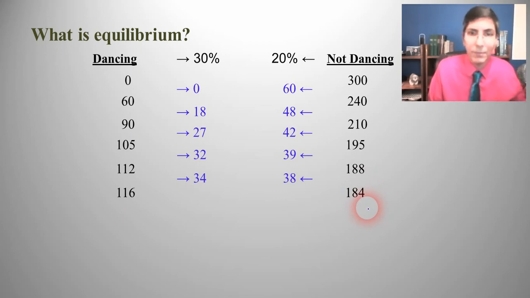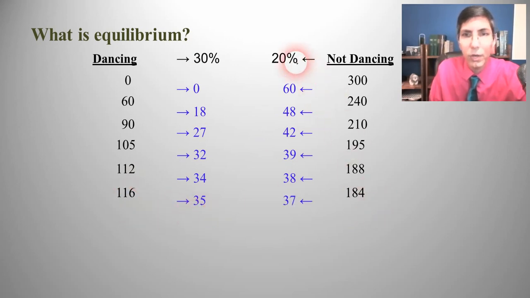And it happens again. So for the next song, 30% of 116 will sit down, that's 35, and then 20% of 184 will get up and start dancing. That's 37. So maybe you can see what's starting to happen here. There's a net change of plus 2 in the direction of the dance floor.